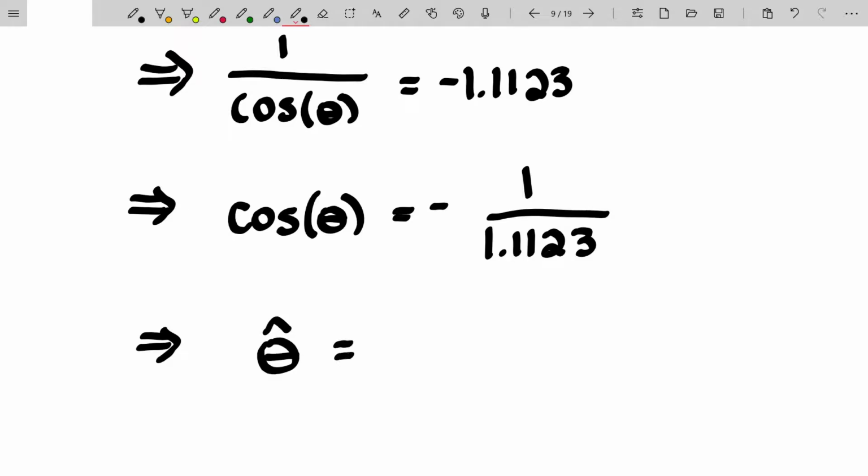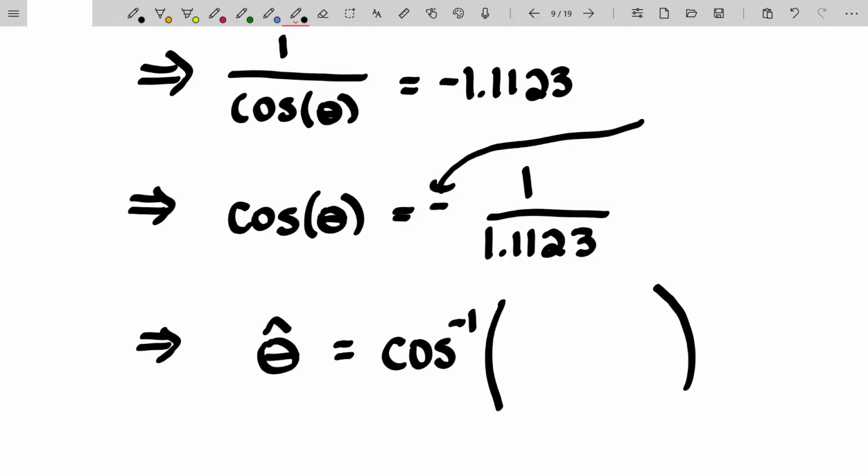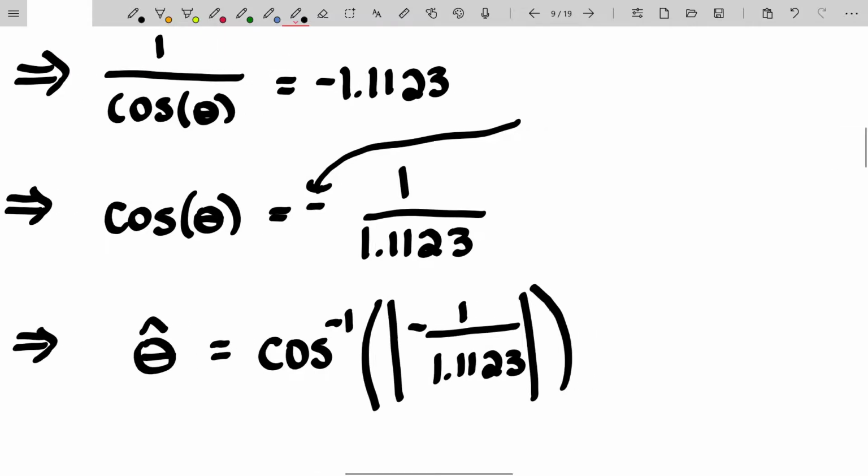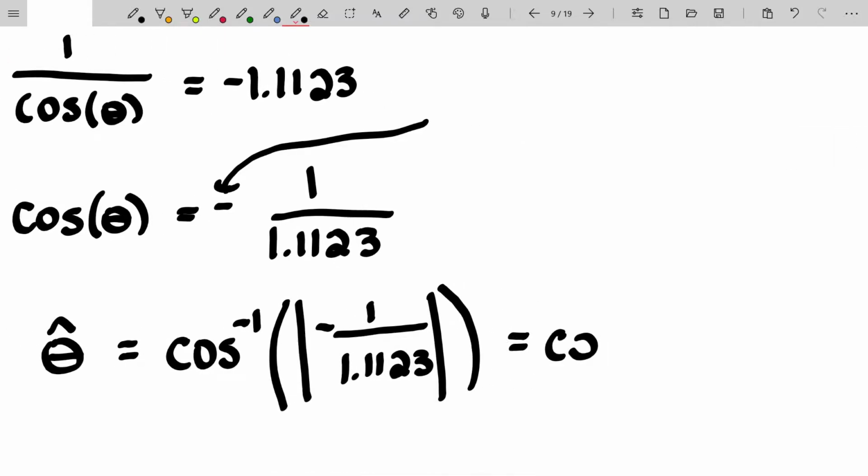is equal to the cosine inverse of, remember when I find reference angles, I do not care about the negativity of this. When you're finding reference angles using a calculator, do not worry about that negativity. It'll be the absolute value of that negative 1 over 1.1123, or in other words, it'll just be the cosine inverse of 1 over 1.1123.